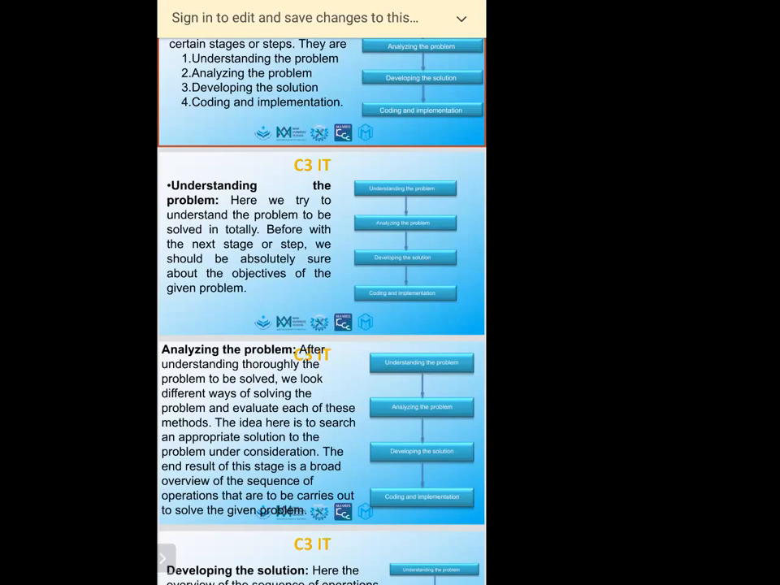Likewise, you will have different steps to how we solve the problems. Okay, so this is called analyzing the problem. So what is the difference between understanding the problem and analyzing the problem?